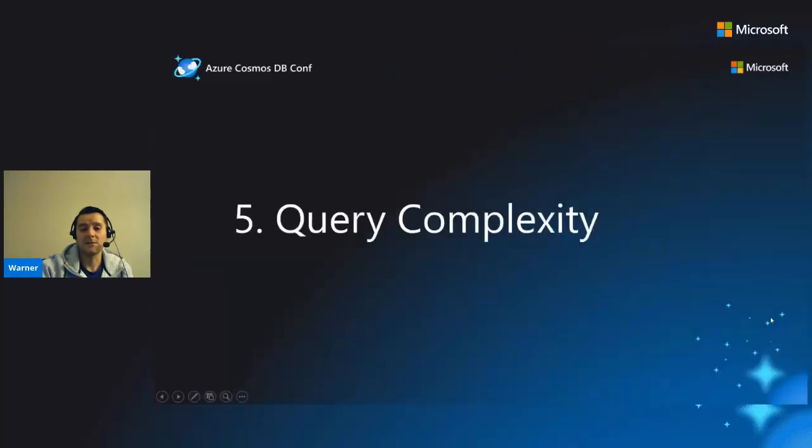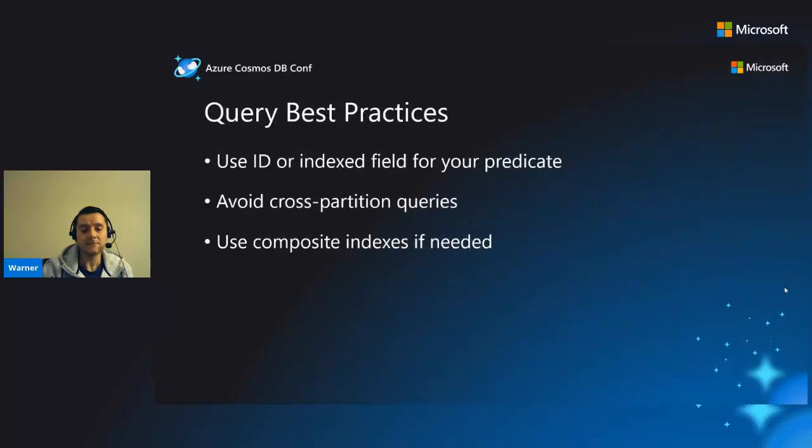Let's go back and see what else we have. Query complexity, obviously, is something that impacts RUs. We can have some query best practices. For example, you should always use either an ID or an indexed field for your predicate. Then you should also try to avoid cross-partition queries, and we're going to talk about that a little further on today. Usually what I've seen is that people try to do somewhat analytical types of queries using the Cosmos DB connection, and this causes cross-partition queries and a lot of RU consumption. Now we have a really good alternative with Synapse Link to avoid that, and I'll go into Synapse Link in detail in just a few minutes.